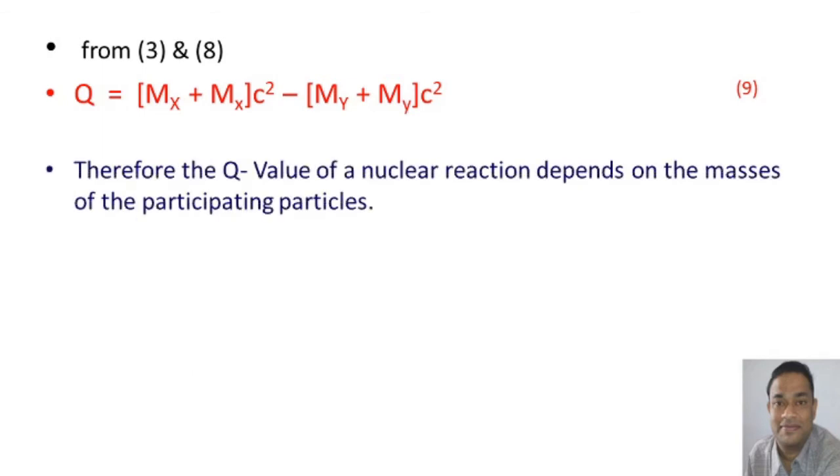If you observe equation number 9, we see that the Q value of the nuclear reaction depends only on the masses of the participating particles. Now the participating particles means the target nuclei, the projectile, the product nuclei and the product particle. The masses of these four particles will determine the Q value of the nuclear reaction.